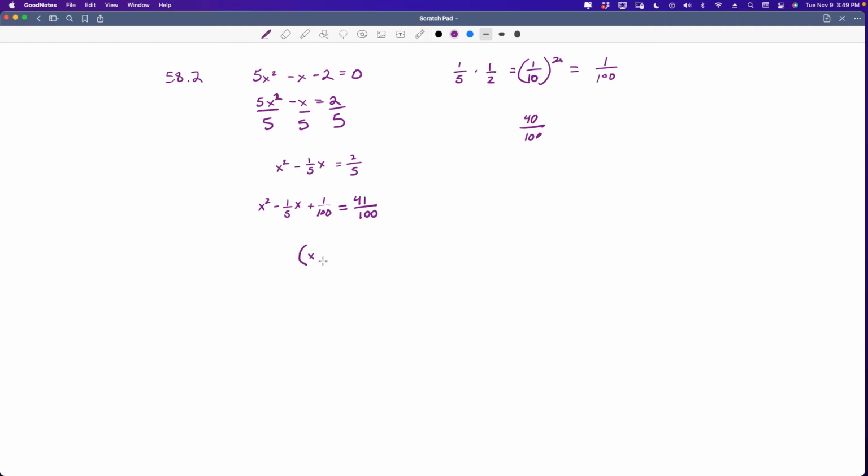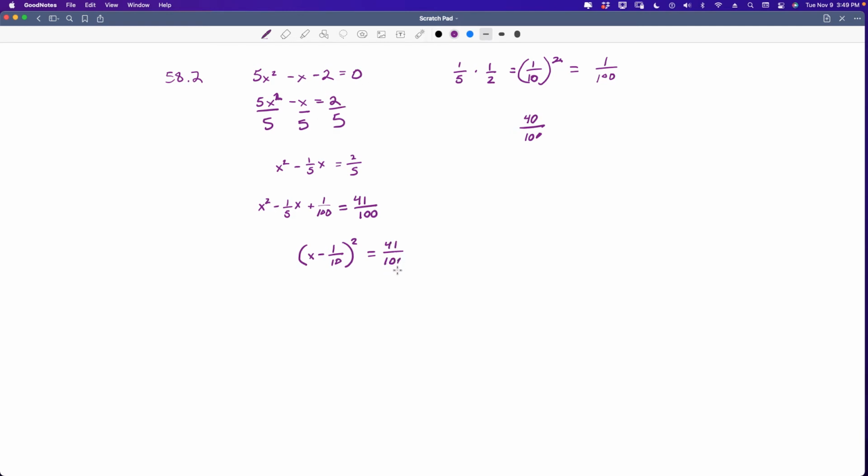So x plus 1 over 10. Actually, it's going to be minus, sorry. It's going to be minus because we have a negative sign here. So minus 1 over 10, and that is squared equals 41 over 100.